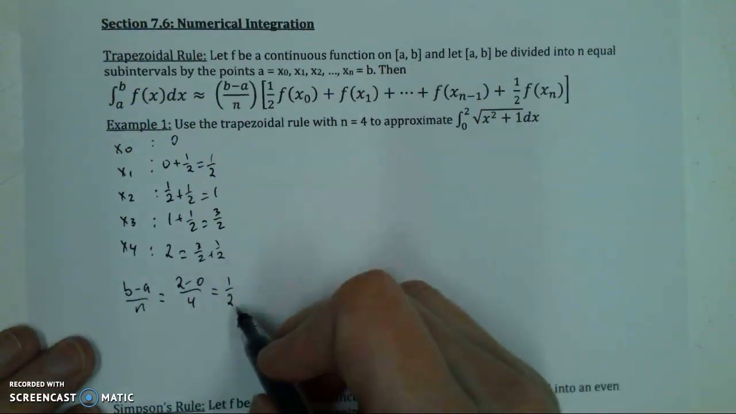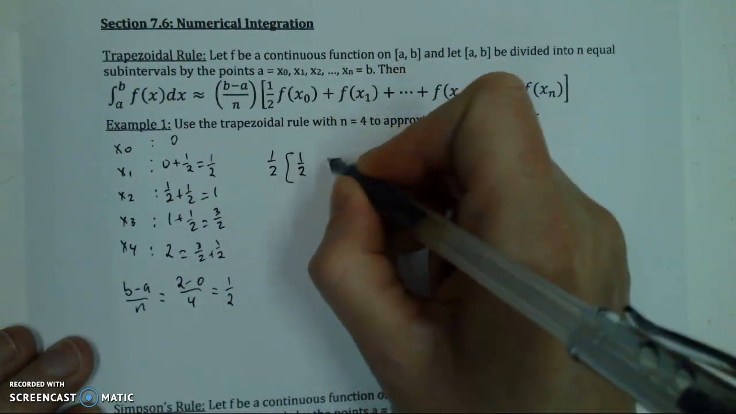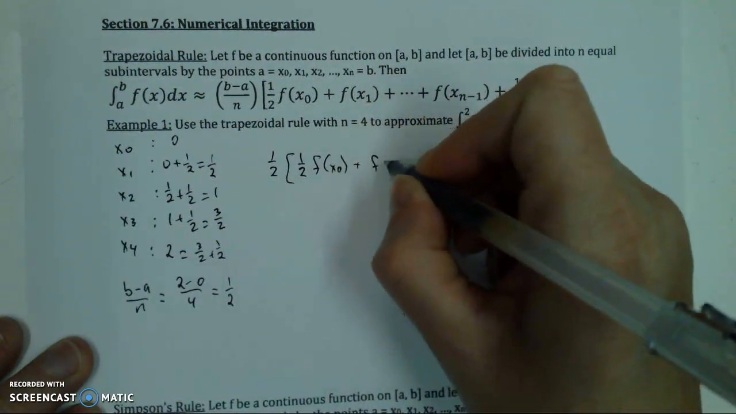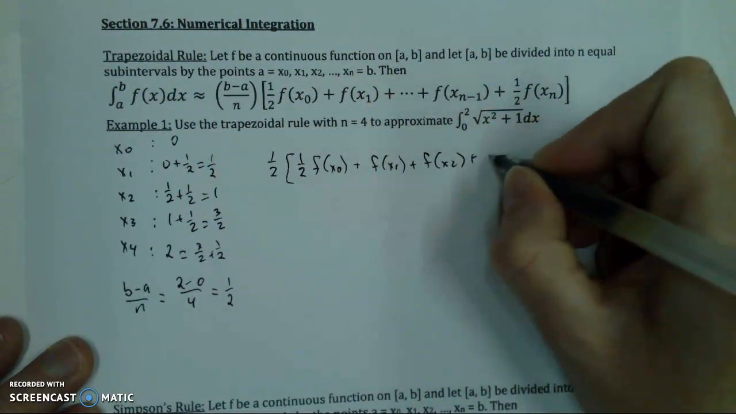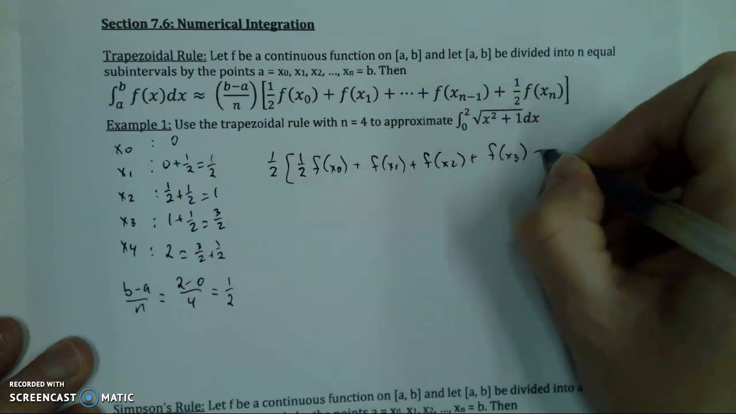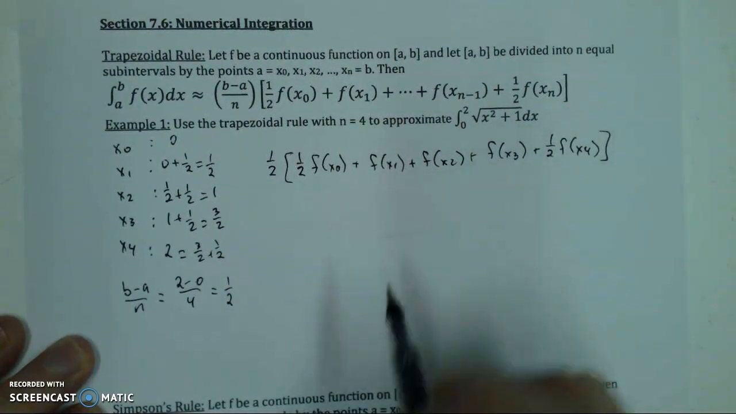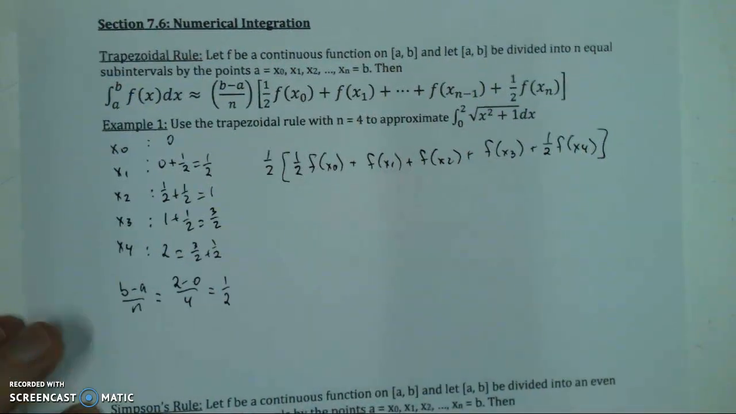So my trapezoidal rule, I'm going to have the 1/2 out in front. Then I'm going to have 1/2 times f of x sub 0 plus f of x sub 1 plus f of x sub 2 plus f of x sub 3 plus 1/2 f of x sub 4. According to the rule, I only multiply that 1/2 by the first and the last terms.